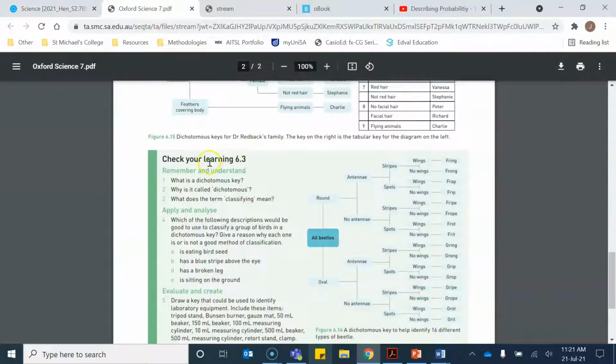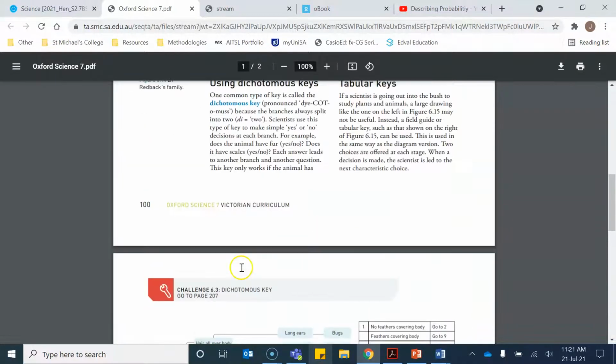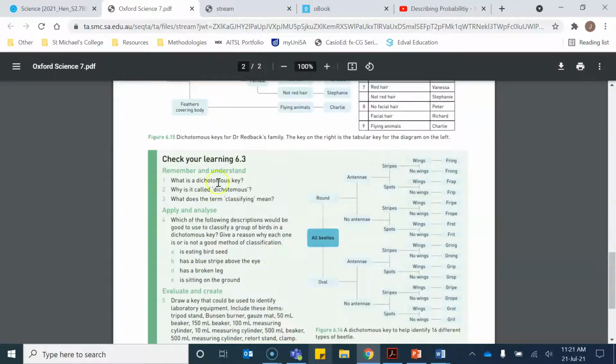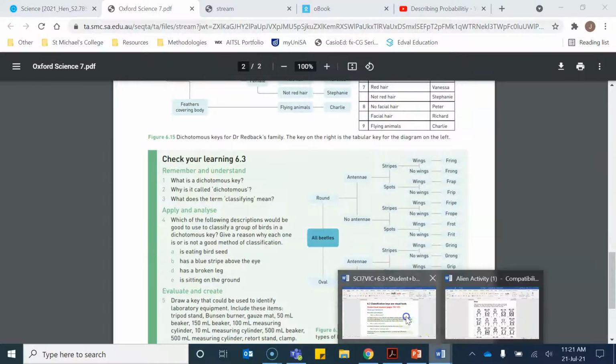Now, when we are writing responses to these, you will be able to use some of the text here to help assist in writing your answer. So in our very first question, what is a dichotomous key?